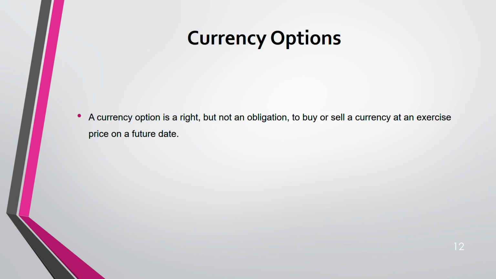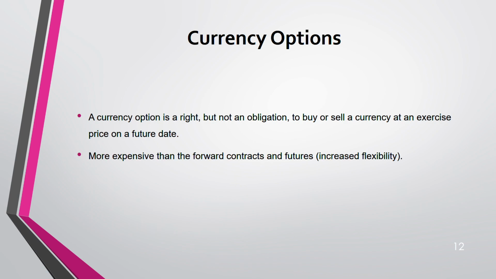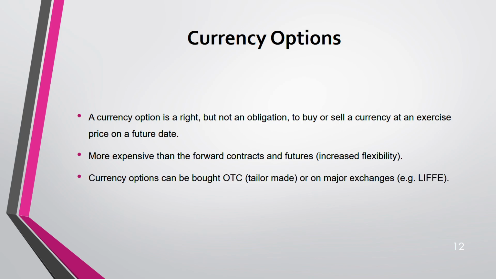Now coming to currency option. A currency option is a right, not an obligation, to buy or sell a currency at an exercise price. This is more expensive than forward and future, as I told you before, because it gives you flexibility. You can take advantage of a favorable exchange rate by not exercising the option, and when the exchange rate is not favorable, exercise the option and reduce the risk. That's why you have to pay a premium for it, and premiums are very expensive.